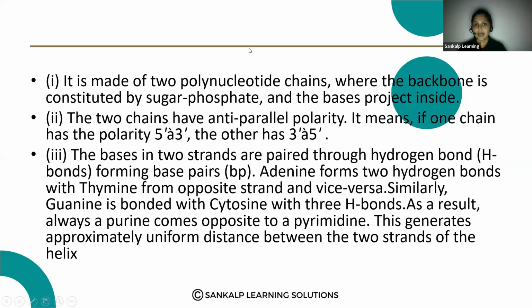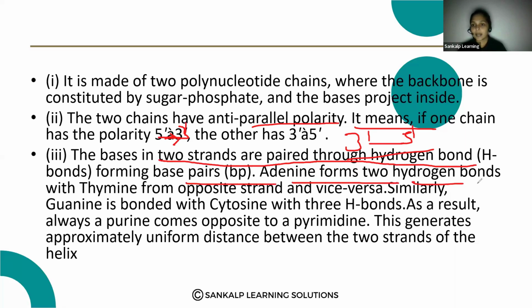The two chains have anti-parallel polarity. It means one chain has the 5 prime to 3 prime direction, this is the arrow mark, and the other has the 3 prime to 5 prime. So they have anti-parallel polarity. The bases in the two strands are paired through hydrogen bonds, forming base pairs.